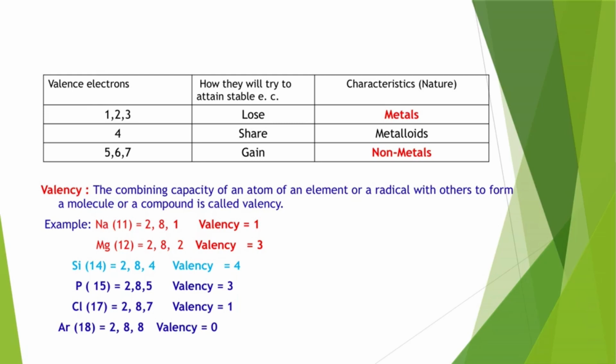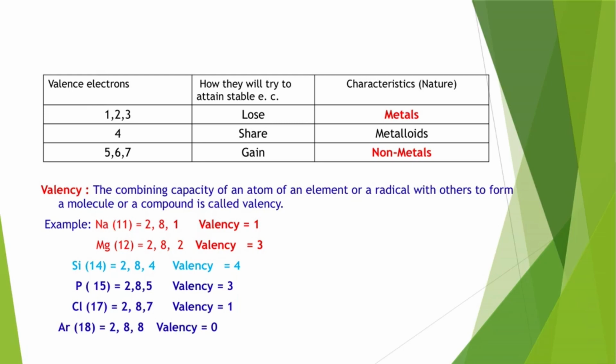Similarly, elements which have 6 electrons will try to gain 2 electrons. Similarly, the element which has 7 valence electrons will try to gain 1 more electron, so that they become stable and attain the nearest stable electronic configuration of inert gases. So, how will they attain stable electronic configuration? By gaining electrons. Those elements which gain electrons from others to become stable will be termed non-metals. So, they will be non-metals.